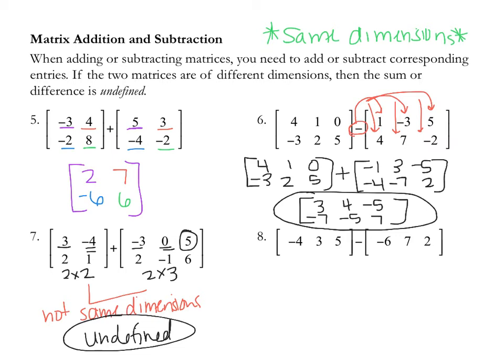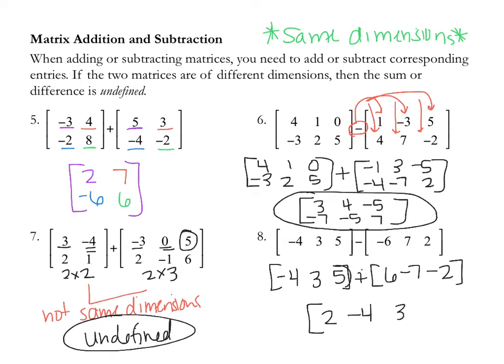All right, number 8 is another subtraction one. Again, just be careful with this. You've got to make sure you distribute that negative sign. So that's what I'm going to do first. I'm going to change it to plus. And then it's going to be positive 6, negative 7, negative 2. And then I'll combine them. So that's going to be 2. And just make sure you're leaving space here. Negative 4, 3. That should be your final answer.